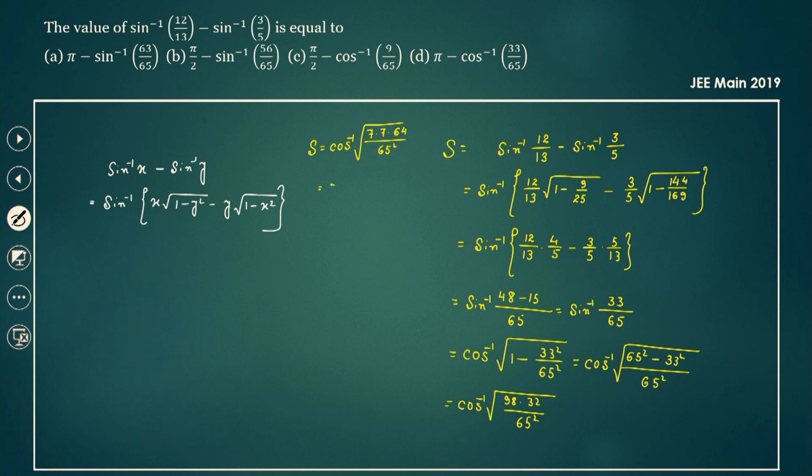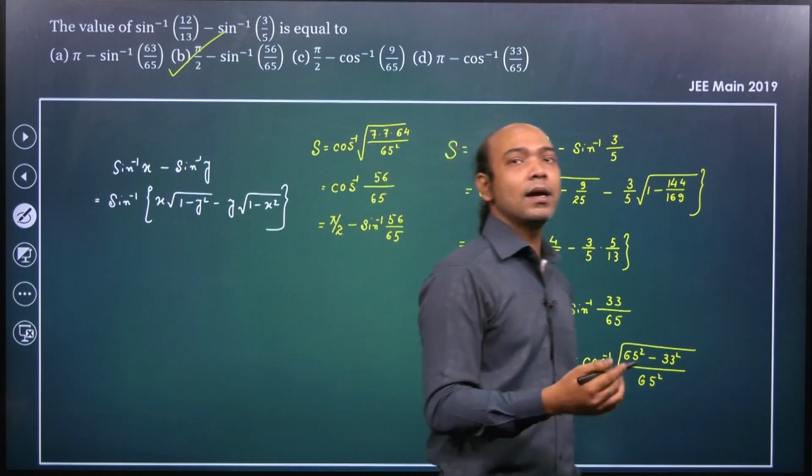So therefore it gives me cos inverse of 7 into 8, 56 divided by 65. That's it. Now we get 56 by 65. So therefore it can be written as pi by 2 minus sine inverse of 56 divided by 65, and that's why for this particular problem option B is the correct option.